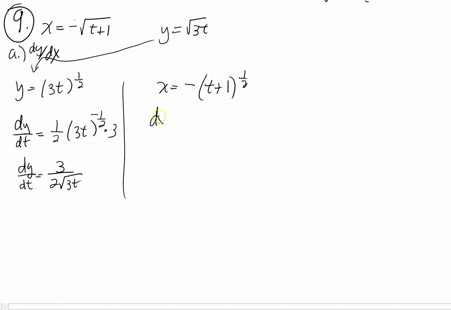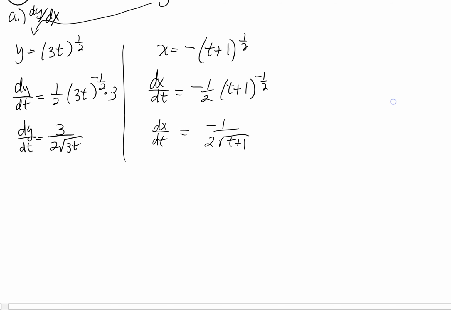Over here, we can say that dx/dt, we're going to have a negative 1/2, times (t plus 1)^(-1/2). The derivative of the inside with the chain rule is just a 1. So that works out rather nicely, doesn't it? And then you can see pretty quickly that we'd get a negative 1/2, and then down below here, we'd have the square root of t plus 1.